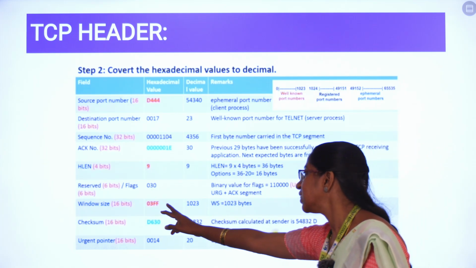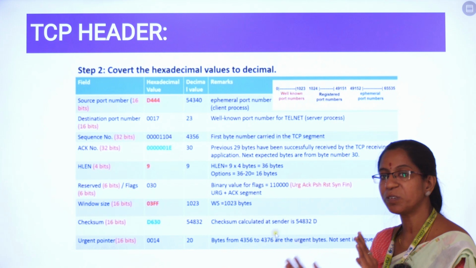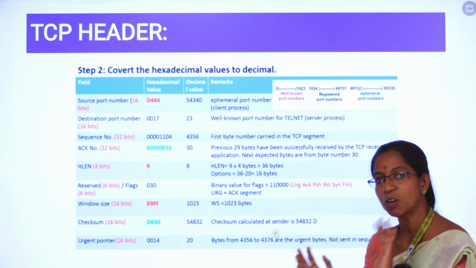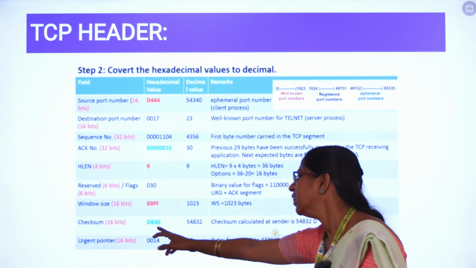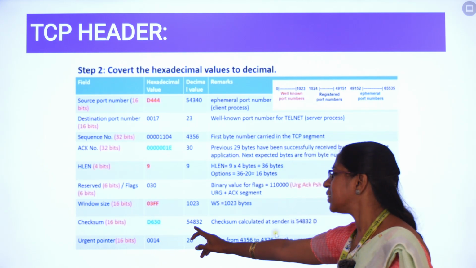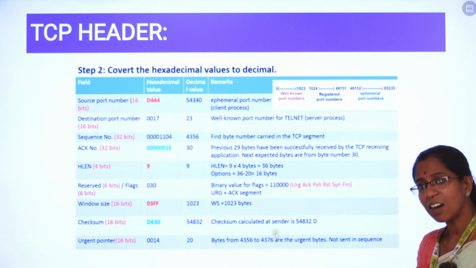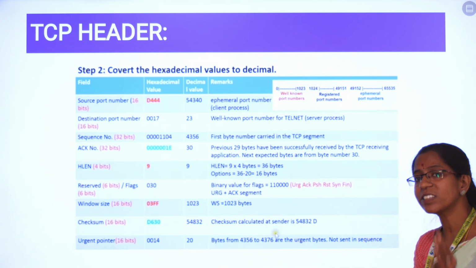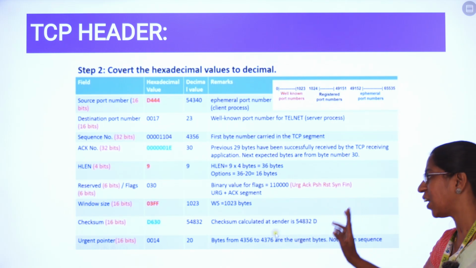Then window size, there is a window size of 1023. Up to 1023 bytes of data we can transfer from sender to receiver. Then checksum field D630, decimal value 54832. So our checksum field, at both the sender and receiver, is equal to the decimal value 54832.